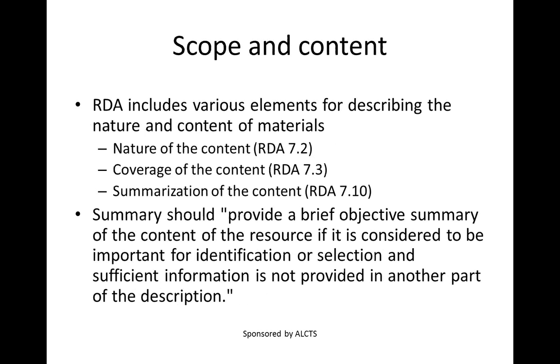The next DACS required element is scope and content. In RDA, this is essentially covered in 3 elements. RDA 7.2 includes the nature of the content, 7.3 the coverage of the content, and 7.10 the summarization of the content. Looking at some of the examples given in the text, it would appear that 7.10, summarization of the content, is closest to what an archival scope and content note would typically include.